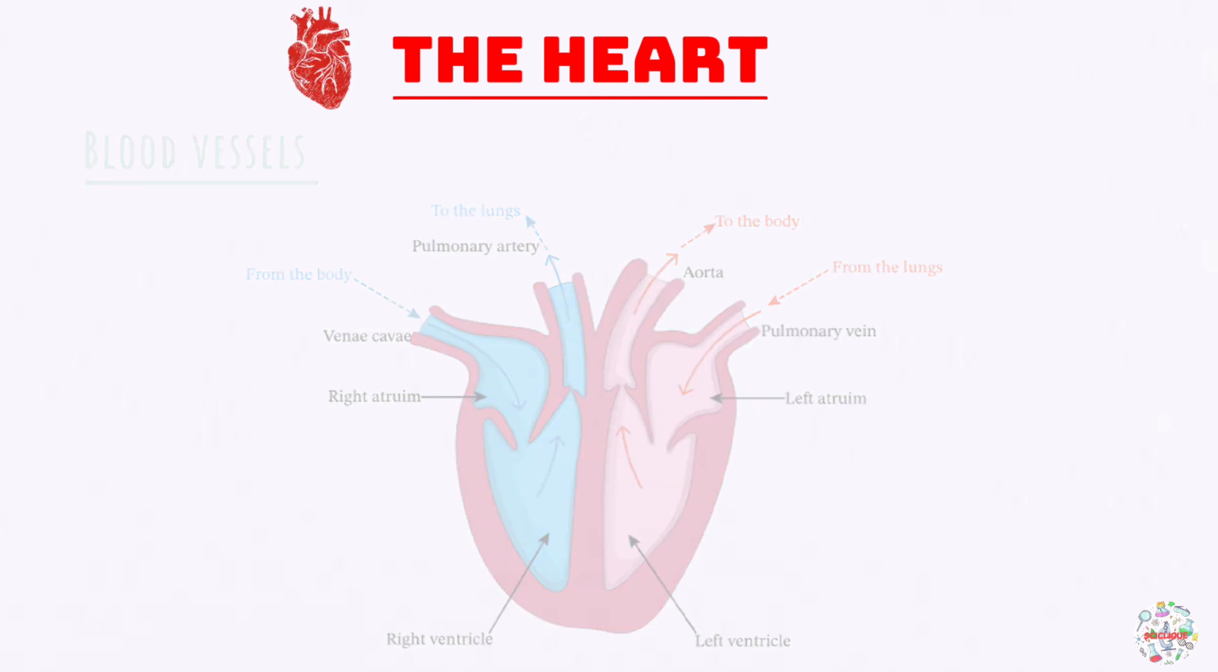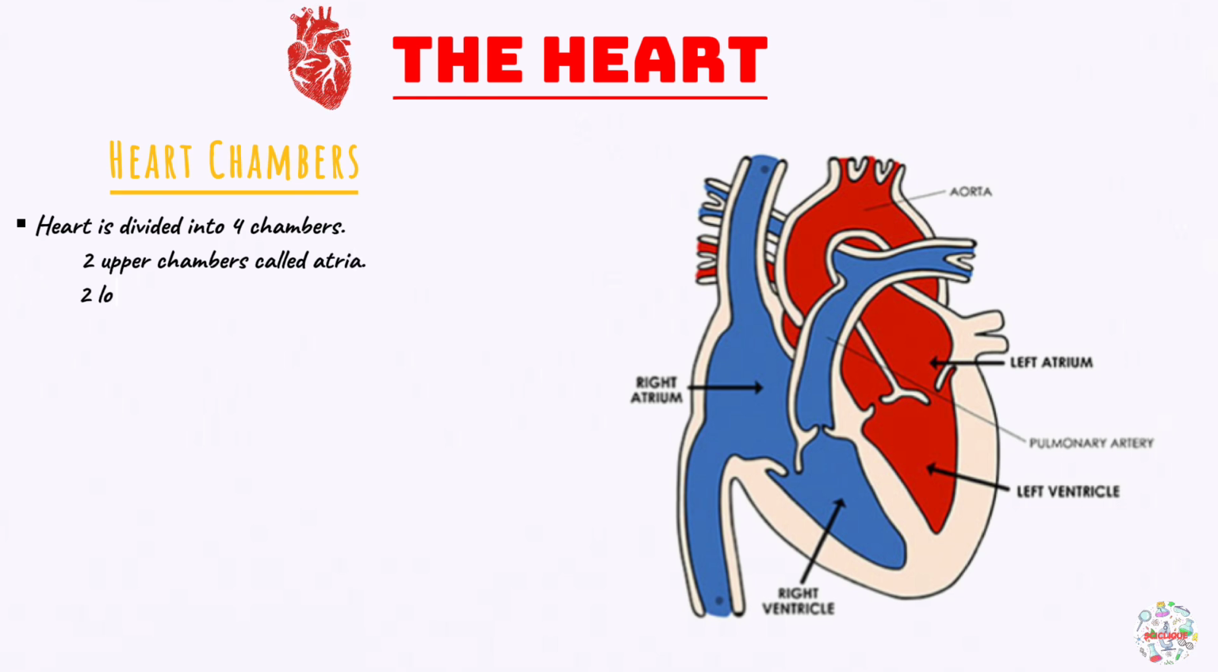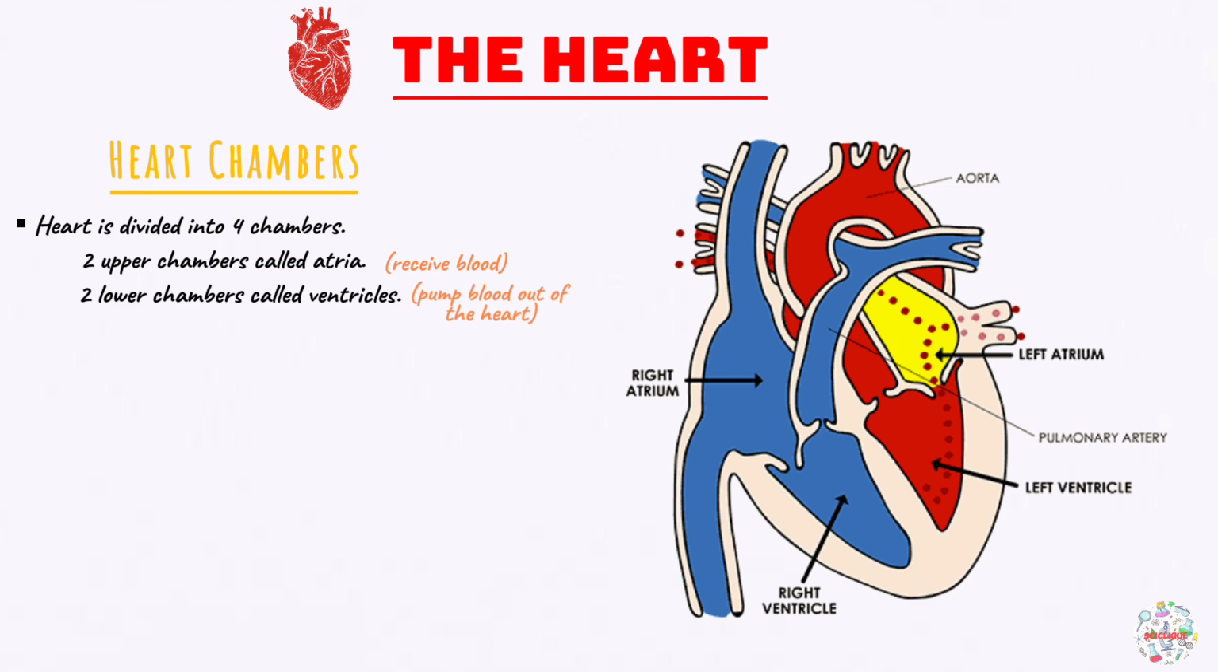Okay, let's get into the internal structure of the heart. So the heart is divided into 4 chambers. The upper chambers are known as the atria. The lower chambers are known as the ventricles. Now, the purpose of the atria is to receive blood. The purpose of the ventricles is to pump blood out of the heart.